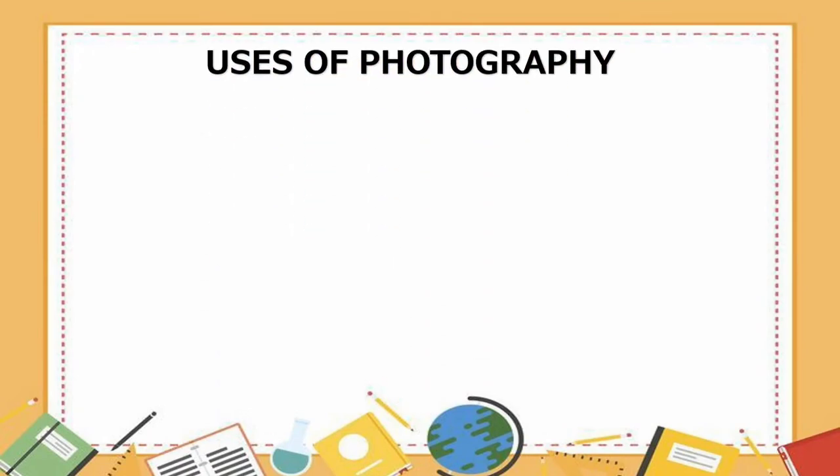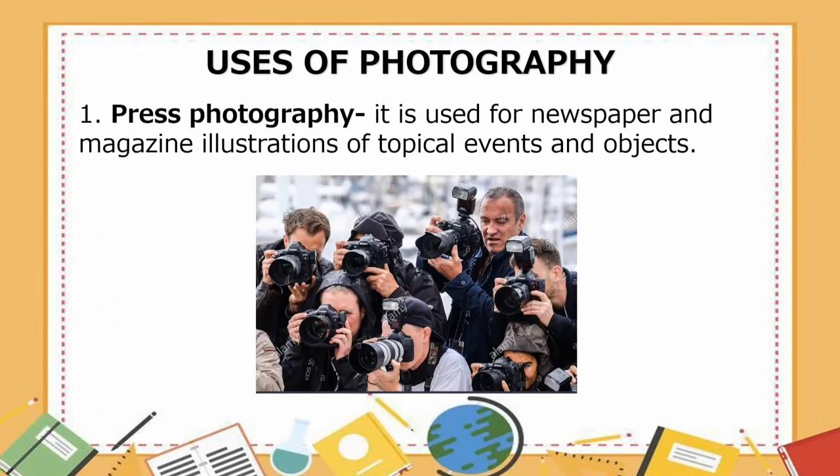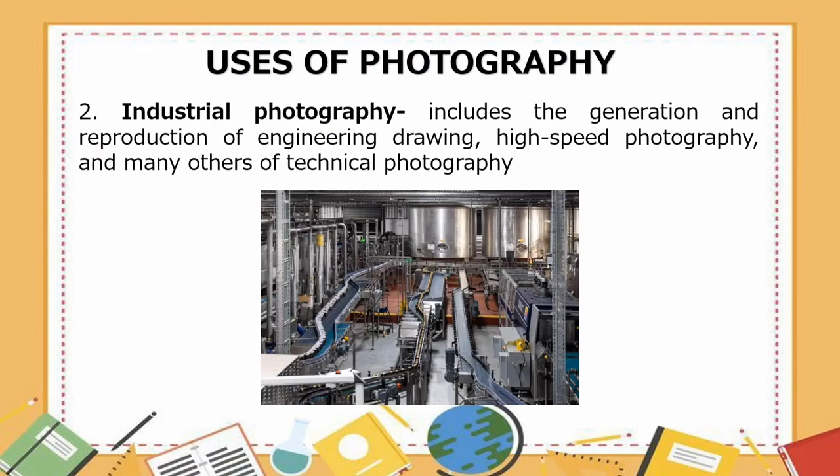So what are the uses of photography? We have number one, press photography. It is used for newspapers and magazines, illustration of topical events and objects. Second one is industrial photography. It includes the generation and reproduction of engineering drawings, high-speed photography, and many other technical photography.